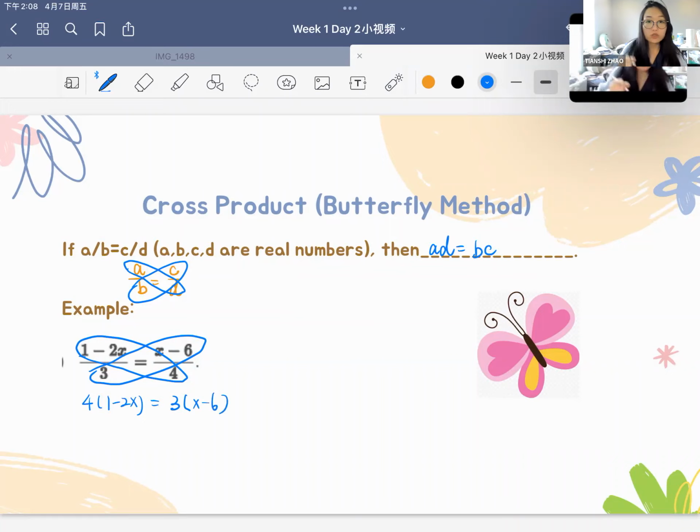Then we can use the distributive law of multiplication to remove the parentheses. So 4 minus 8x equals 3x minus 18. We will have 11x, since 3x plus 8x is 11x, and then 4 plus 18 is 22. So x equals 2 is the answer.